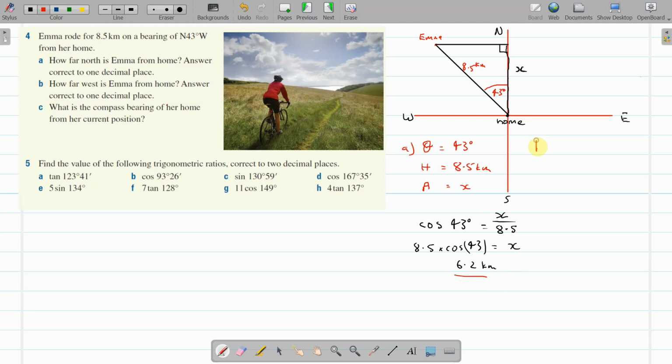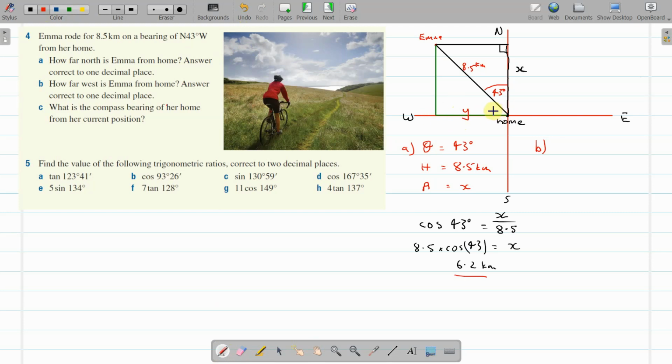Okay, part B. How far west is Emma from home? Well, level with Emma this time west. So we're going this way. I'll do a different colour, I'll go green. So level with Emma, how far west? So we're looking for this distance here, we'll call this one y this time. How far this way?